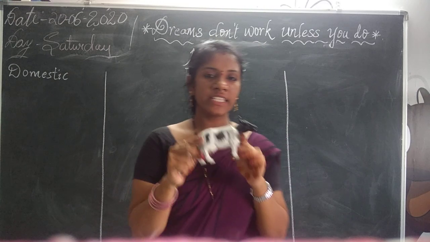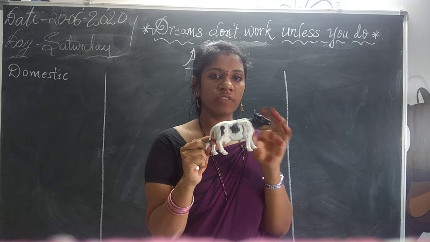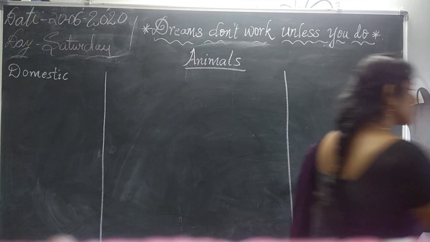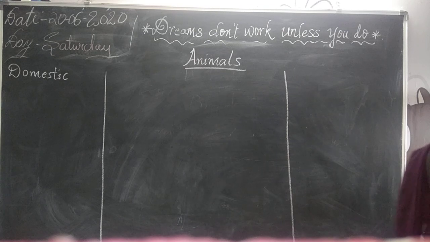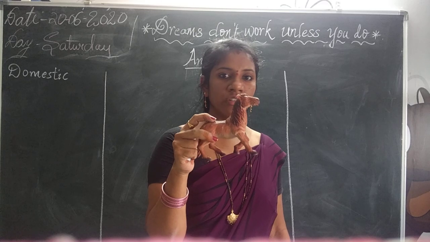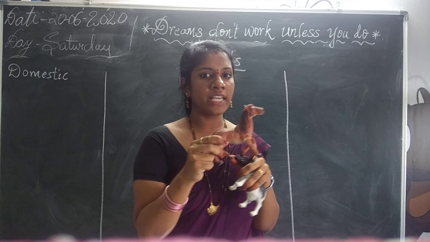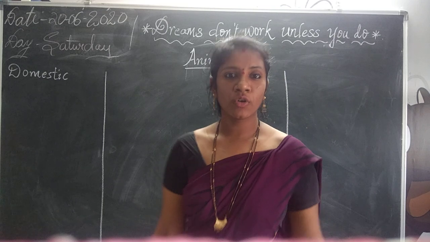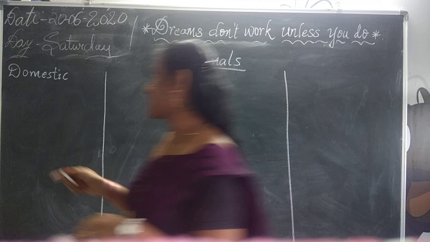See, what is this animal? Cow. Okay, so this is a domestic animal because we are using this animal's milk. And buffalo, and okay, what is this animal? Horse. This one is also a domestic animal, because when traveling from one place to another, we use this animal. And from goats also we are getting meat. So, these types of animals we can call domestic animals.